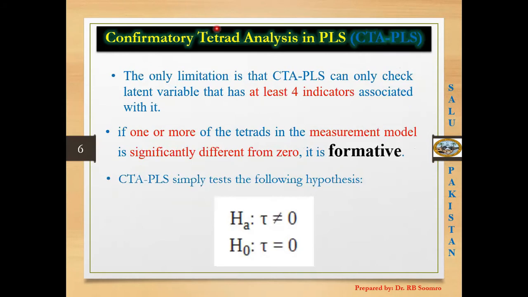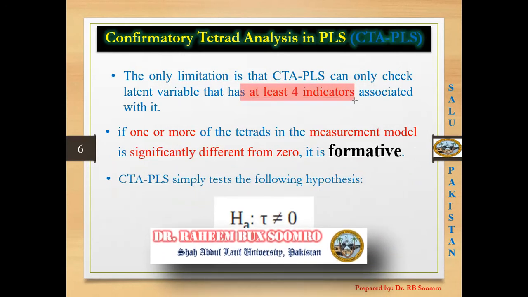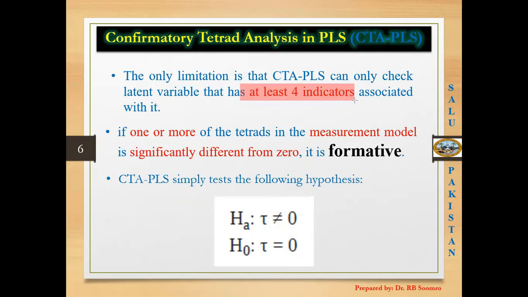The only limitation is that there must be 4 indicators. If there are fewer than 4 indicators of any construct, CTA cannot work. So it is mandatory that there should be at least 4 indicators. Then this technique can apply.